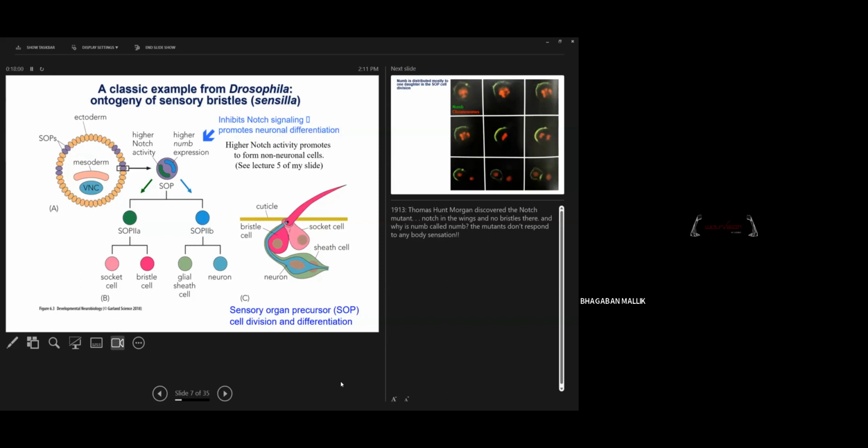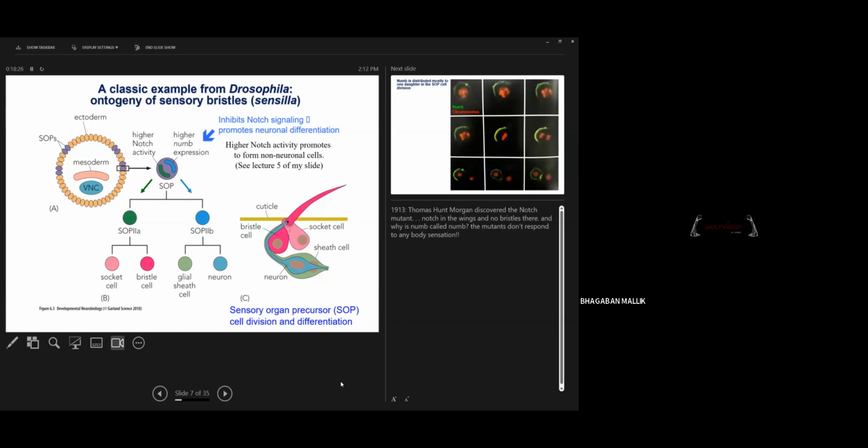Here you have the SOP, the generation of ectoderm, and the generation of the ventral nerve cord and mesoderm. These are the different stages of Drosophila gastrulation or embryogenesis. We'll talk more about SOP. This is how the sensilla looks. You have the sensory neuron and the sheath cell, and you have the basal cell and the socket cell, and here the bristle arises from the socket, outside the cuticle.